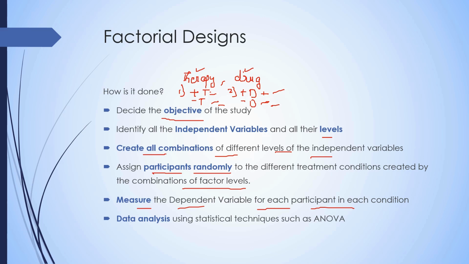After we have assigned the participants to these, we'll treat each of these participants with these conditions, and then we'll measure the dependent variable, which is the depression score. Last step, we'll do data analysis using statistical techniques such as ANOVA. I hope this is clear to you.